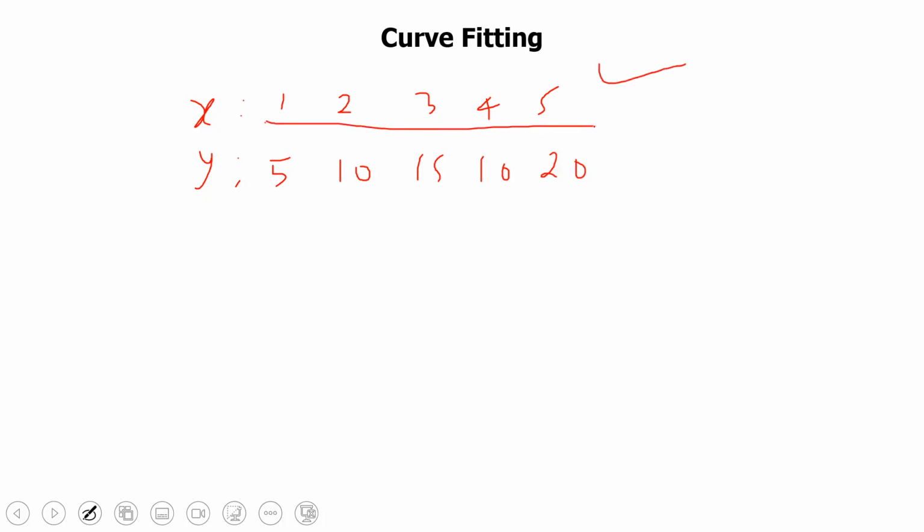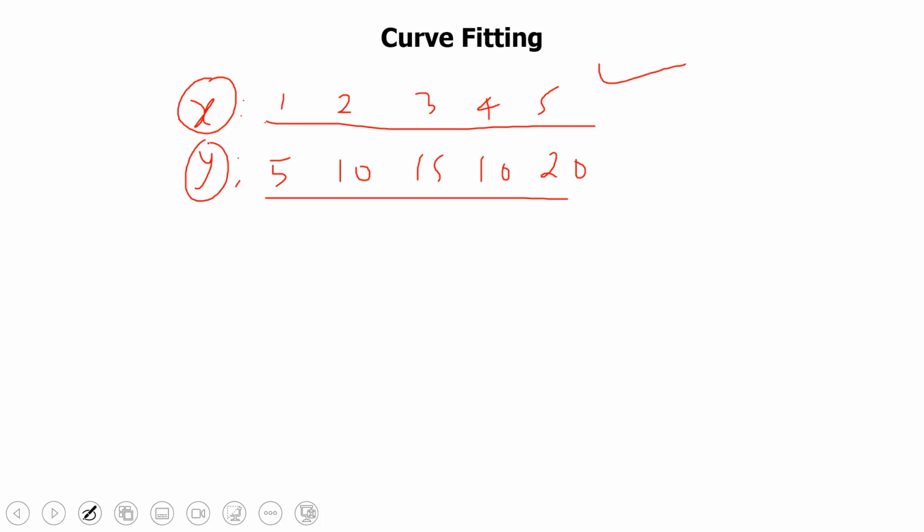The third one is curve fitting. What is the meaning of curve fitting? Let me take some values of x and y. Suppose x is 1, 2, 3, 4, 5. Suppose the value of y is 5, 10, 15, 10, 20. So we are given different values of x and the corresponding values of y. Here we cannot say that x and y are independent. Here x and y are dependent.